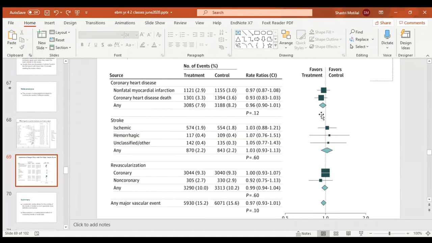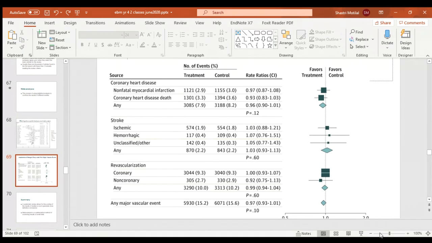Does it prevent stroke? We could just glance here and look at the diamond. The diamond crosses this vertical line. It includes the value of 1 for relative risk, 0.93 to 1.1. No effect. We could say the same thing for revascularization and for any major event. When they looked at all combined, we see in here 0.93 to 1.1. This overall diamond shows no significant effect.